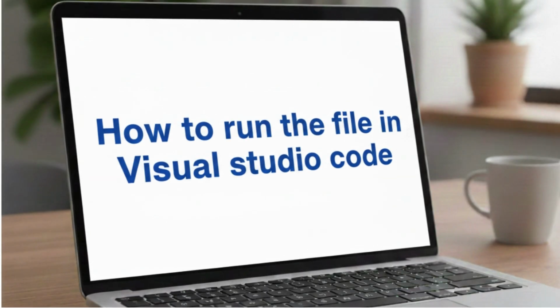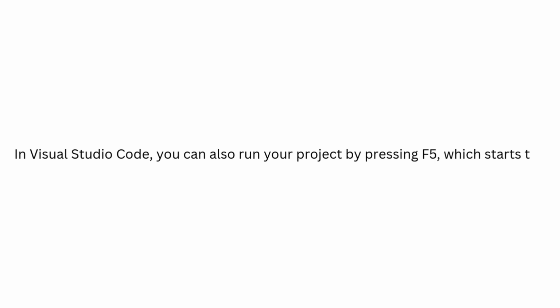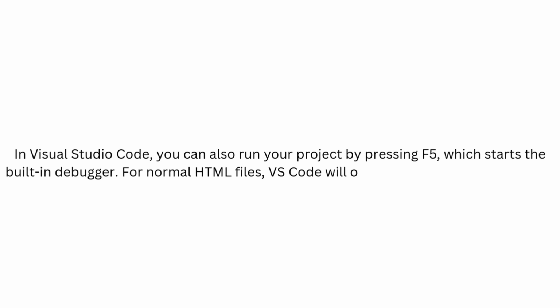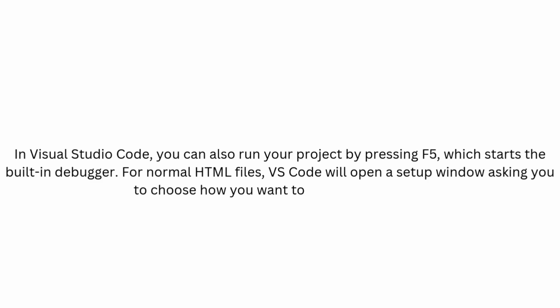How to run the file in Visual Studio Code. In Visual Studio Code, you can also run your project by pressing F5, which starts the built-in debugger. For normal HTML files, VS Code will open a setup window asking you to choose how you want to run your web page. I'm using Chrome.